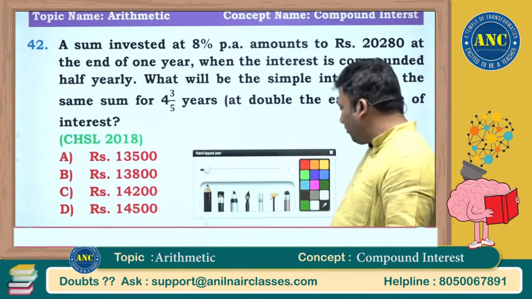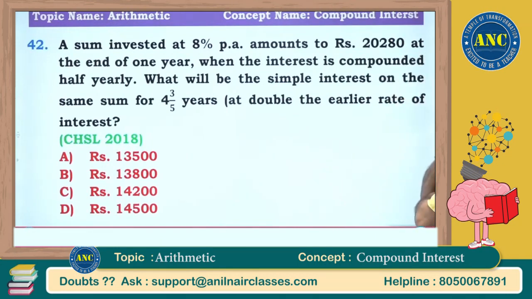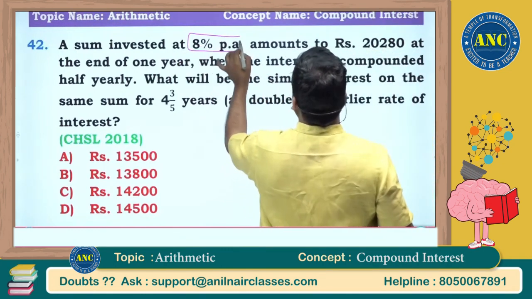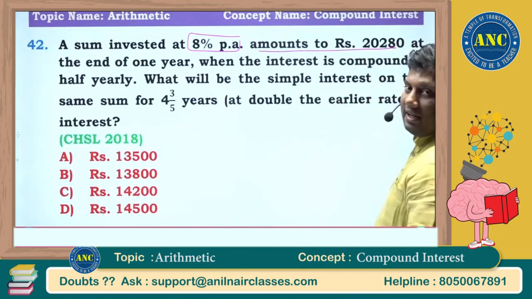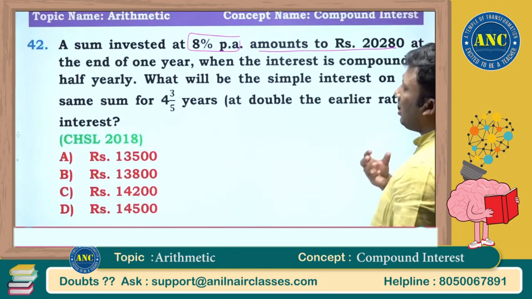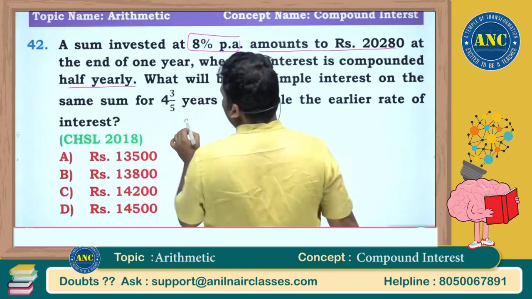42nd, listen carefully to this question. First read the question, sir. A sum invested at 8% per annum amounts to 20,280 at the end of 1 year when the interest is compounded half yearly.